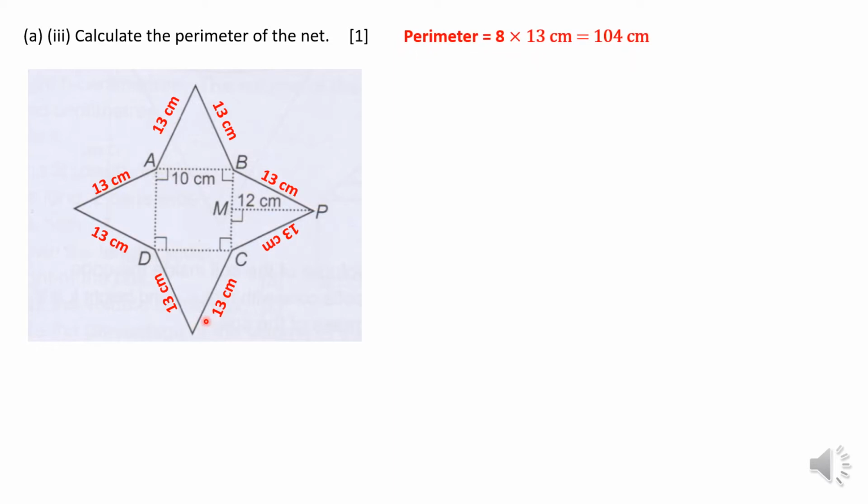Right, so then the second part here, they want you to find the perimeter of the net, so I've indicated them all in red here. So basically it's all these distances here in red. Okay, so it's 8 of them, so you just multiply by 13 or add all of them up, the perimeter of the net, and that's 104 centimeters.